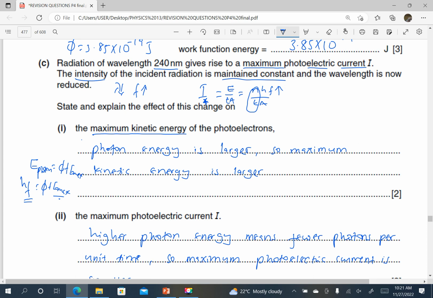If the intensity of the incident radiation remains constant, yet the photon energy has been increased, it means we can only have fewer photons incident on a given surface per unit time. From this expression here, N over T becomes smaller. Fewer photons will now be incident on a given area per unit time.